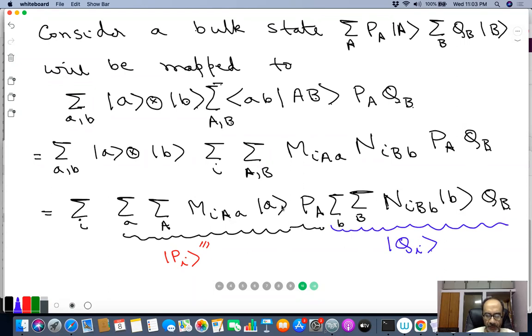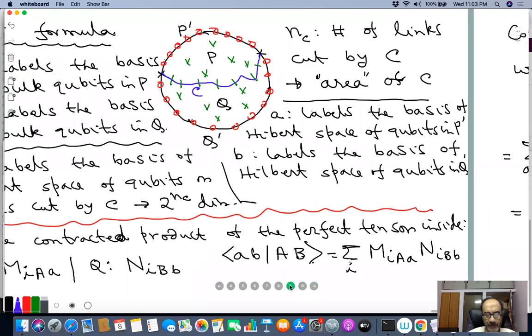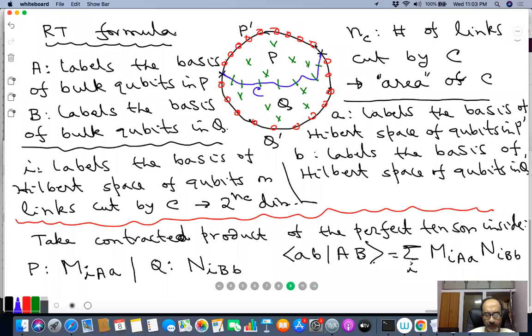Because this part doesn't depend on B at all. So the basis elements here are A, right? So P_i is a state in the boundary, but supported only on this. And Q_i is a state that is supported on this Hilbert space. That's their product. So P_i is supported on this Hilbert space, Q_i is some state in this Hilbert space.